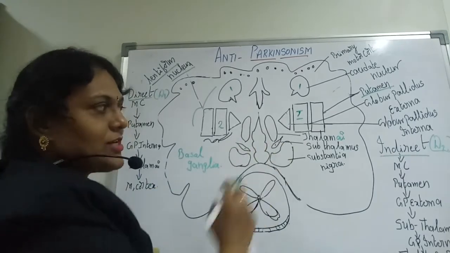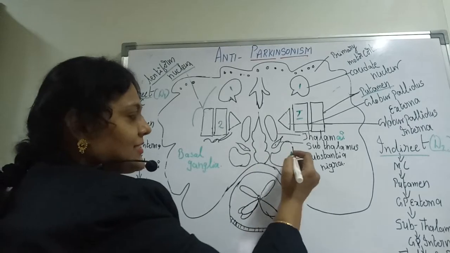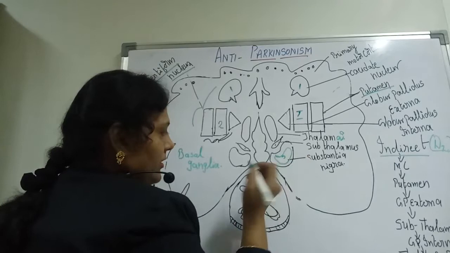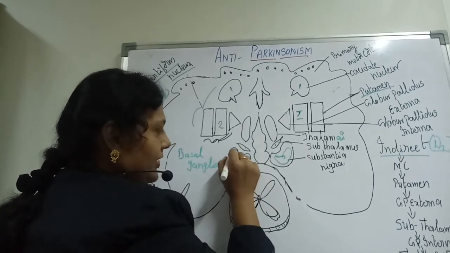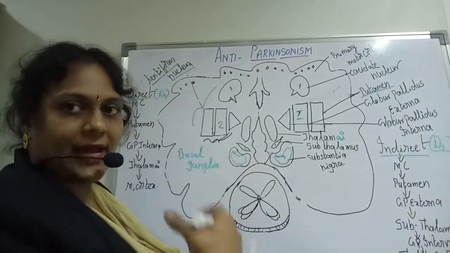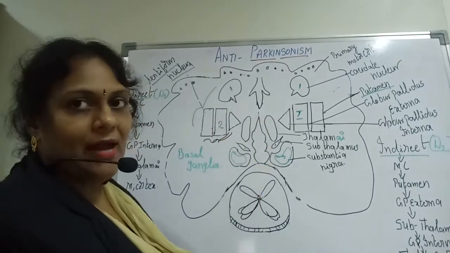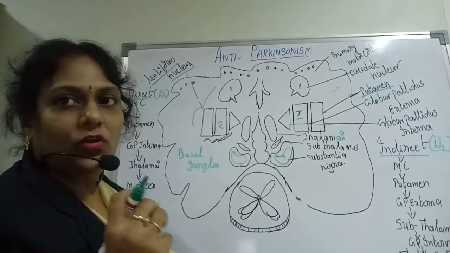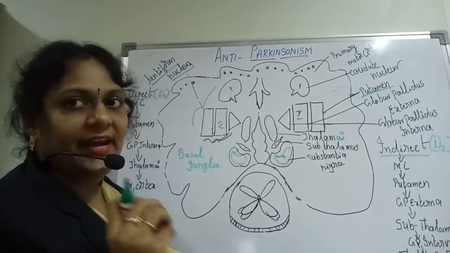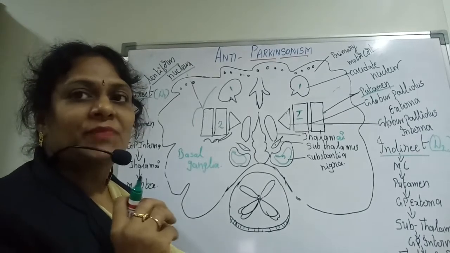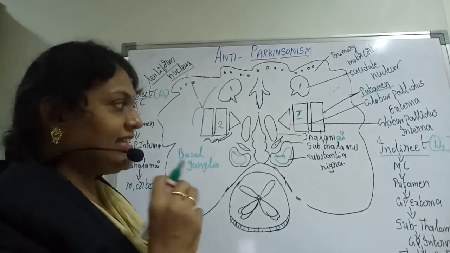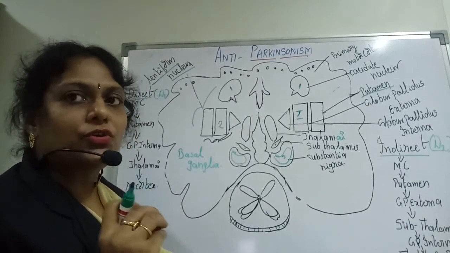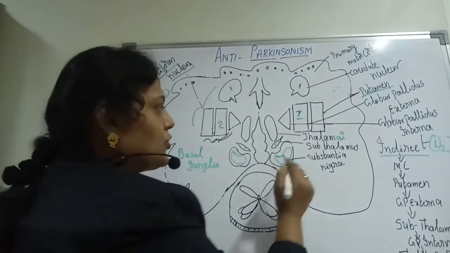And just below your subthalamus, you can see large structures. I am drawing them in green color so that you can understand. Just below your subthalamus, you have large paired bean-like structures, and those two are called the substantia nigra. And this substantia nigra is a storage place of the neurotransmitter called dopamine.